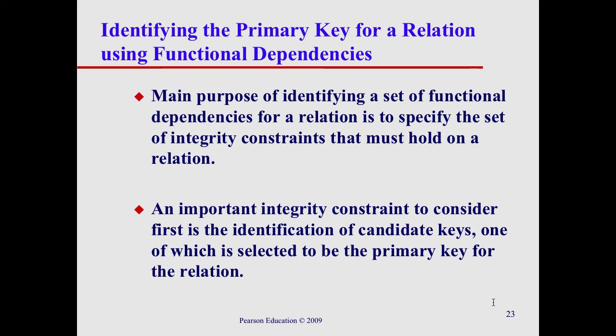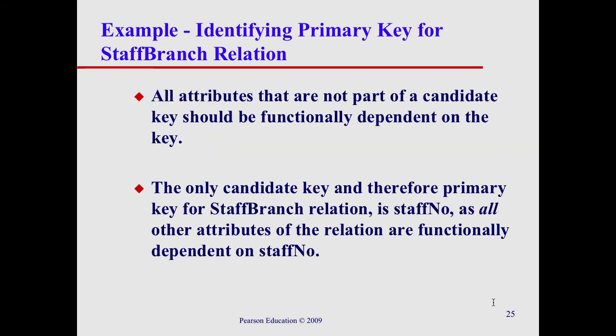That's usually pretty easy. We've already talked about how the primary key should uniquely identify every tuple in the relation. So typically, there is a particular determinant that is going to determine all of the other attributes in the relation. And for the staff branch relation, it's pretty clear that the only one is staff number. Nothing else, other than the whole tuple, is going to work.